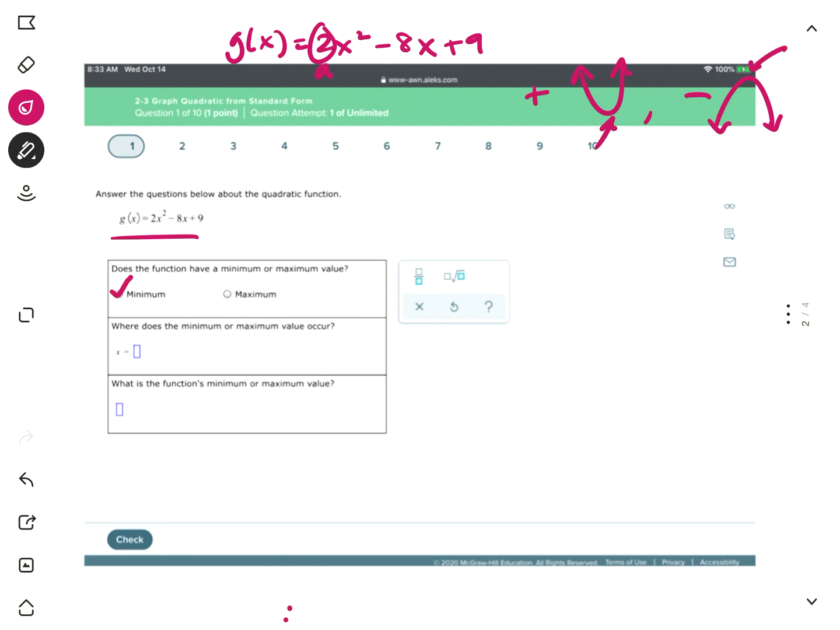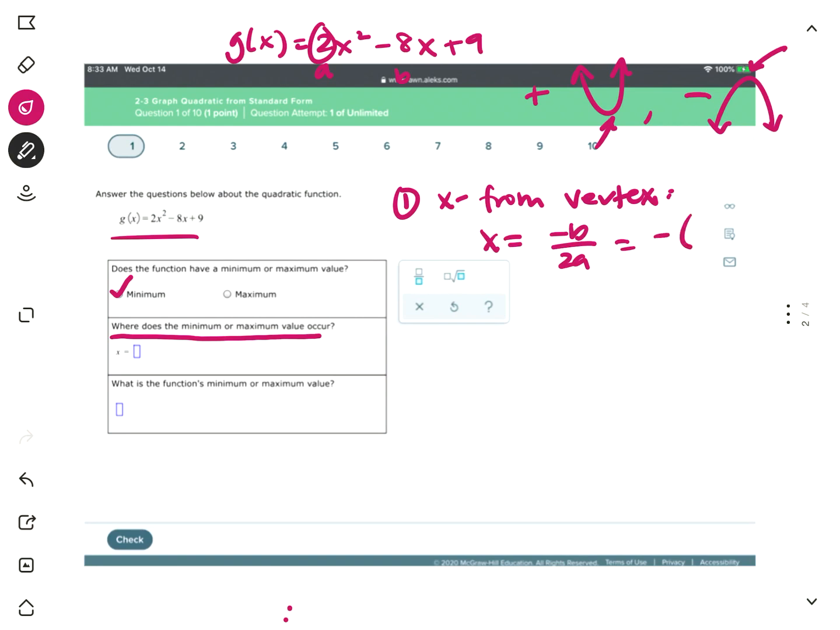All right, the next one is asking us, where does the maximum or minimum occur? Now, what this is asking us to do is find the x of our vertex. So remember, to find the x from our vertex, all we have to do is x is equal to negative b over 2a. So our a is 2, our b is negative 8. Let's start plugging our stuff in. Negative b is negative negative 8 over 2 times 2. That's going to give us positive 8 over 4, which is 2. So we're going to put our 2 in our box.